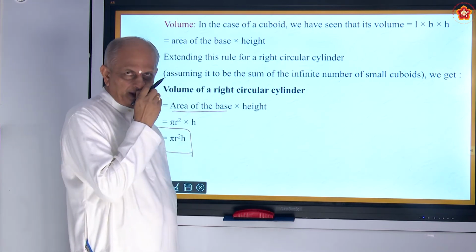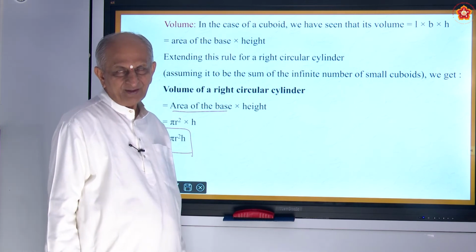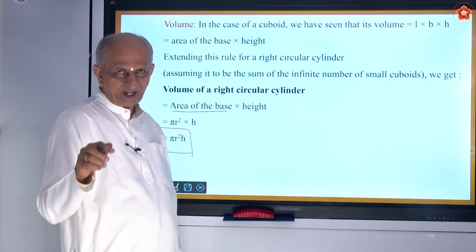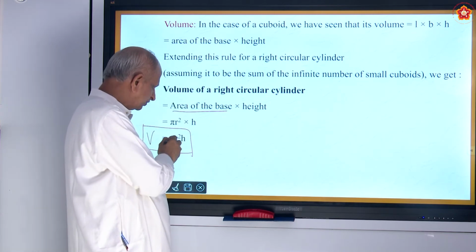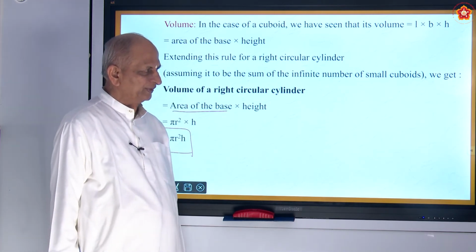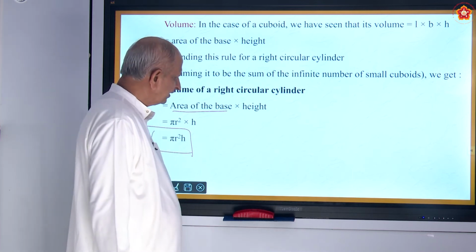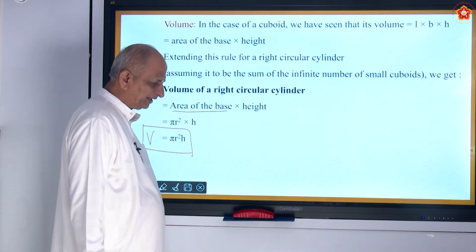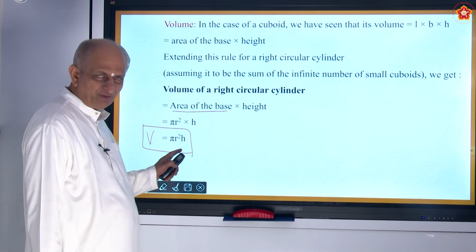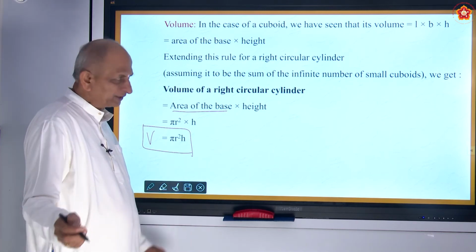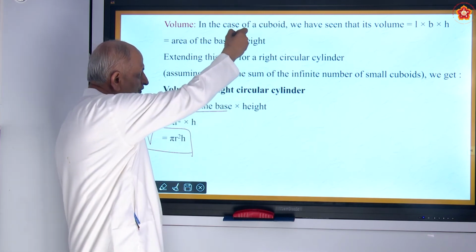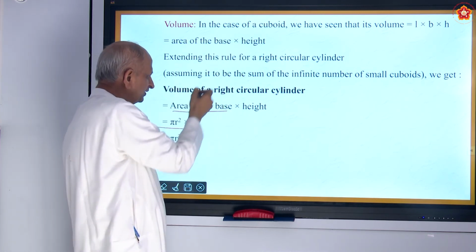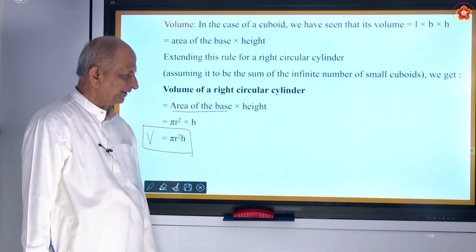Curved surface area is 2 pi r h. Total surface area is 2 pi r into r plus h. Volume is pi r square h. Pi r square is the area of the base, and the base is in the shape of a circle. You can see, no? All of you can see. Okay, note down. Just as in the case of cuboid we have done area of the base into height, here also area of the base into height.